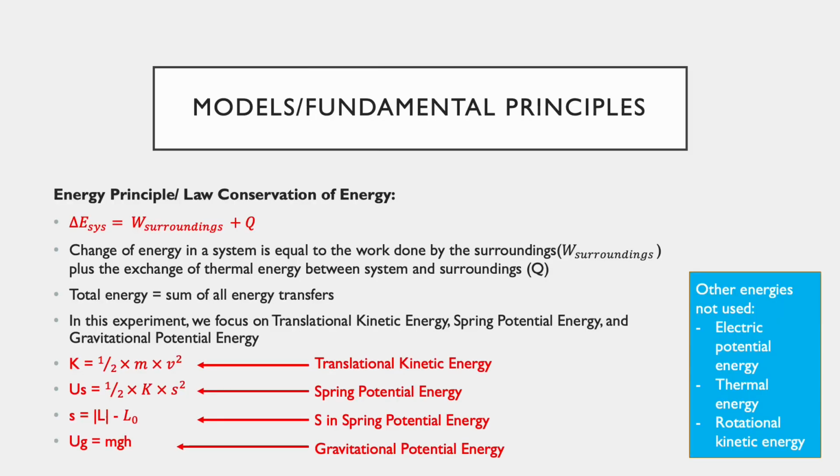Another fundamental principle we will be using is the energy principle, which states that a change of energy in a system is equal to the work done by the surroundings plus the exchange of thermal energy between the system and surroundings. The total energy is equal to the sum of all energy transfers. In this experiment, we will be focusing on the translational kinetic energy, spring potential energy, and the gravitational potential energy, where the three equations are below, and I will show you how these equations are used in our computational model later on.